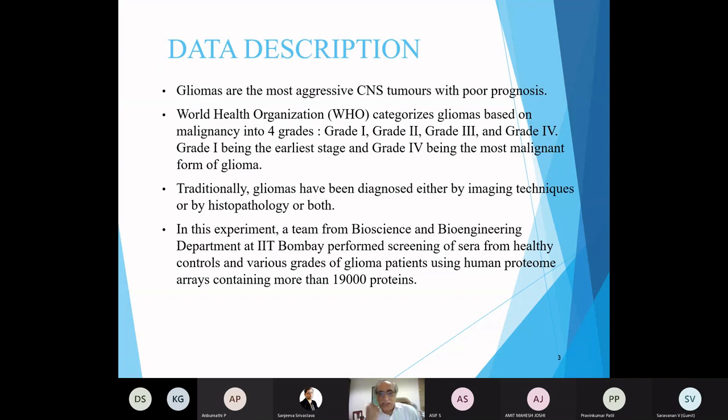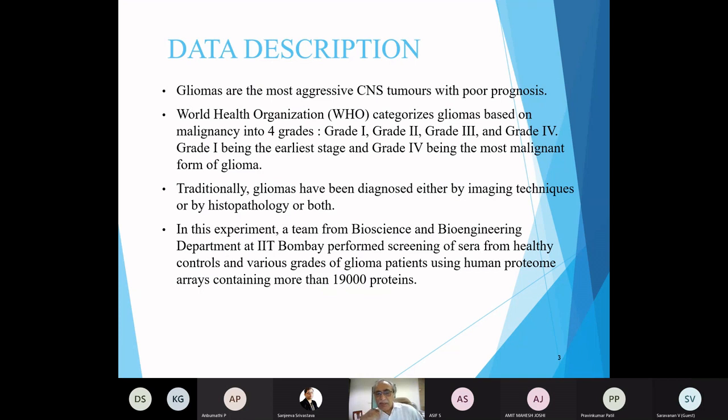As you all might know, gliomas are the most aggressive central nervous system tumors with poor prognosis. The World Health Organization categorizes gliomas based on malignancy into 4 grades: grade 1, grade 2, grade 3, and grade 4. Grade 1 is the earliest stage and grade 4 is the most malignant form of glioma. Traditionally, gliomas have been diagnosed either by imaging techniques or by histopathology or both.